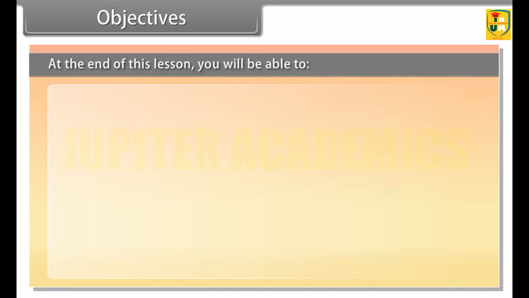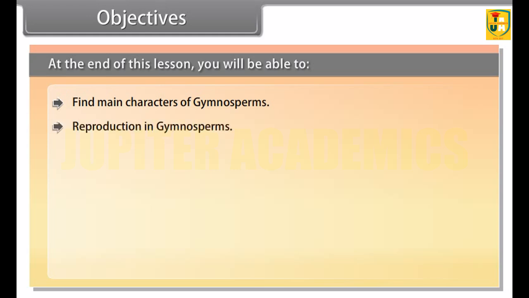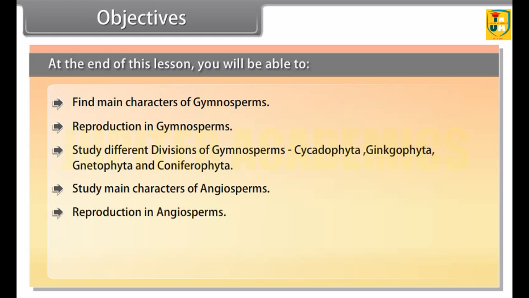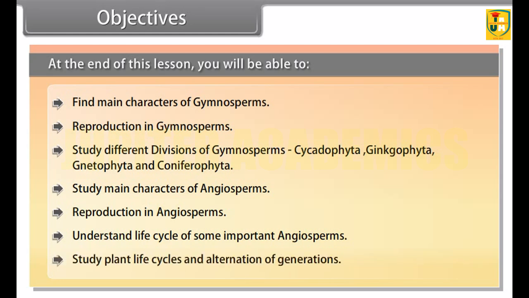Objectives. At the end of this lesson, you'll be able to find main characters of Gymnosperms, reproduction in Gymnosperms, and study different divisions of Gymnosperms: Cycadophyta, Ginkgophyta, Gnetophyta, and Coniferophyta. Study main characters of Angiosperms. Reproduction in Angiosperms. Understand the life cycle of some important Angiosperms. Study plant life cycles and alternation of generations.